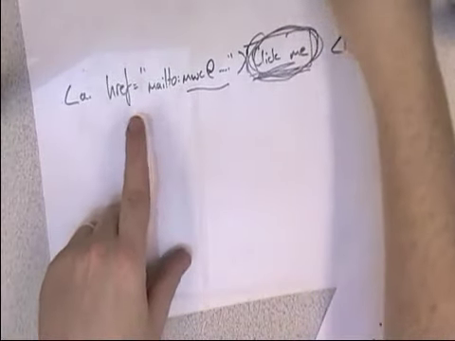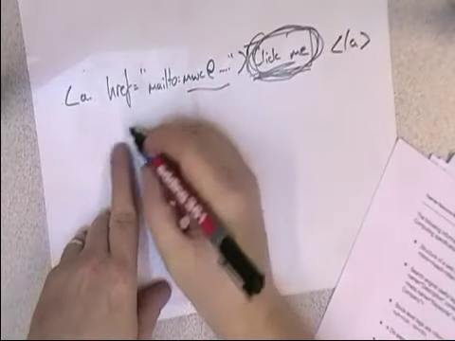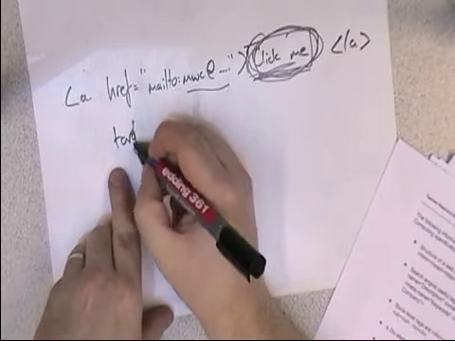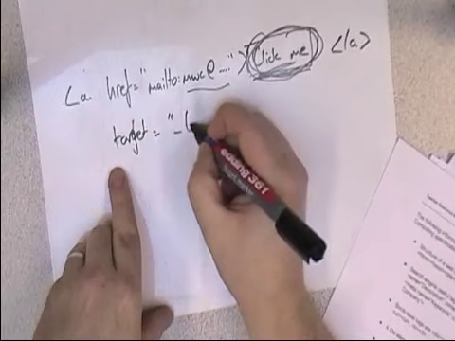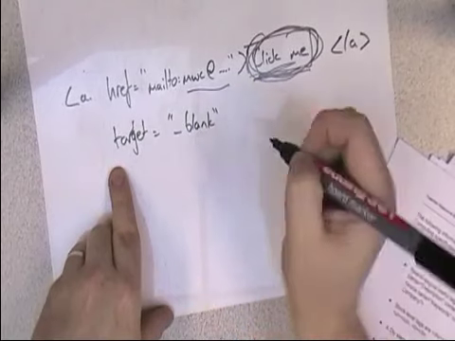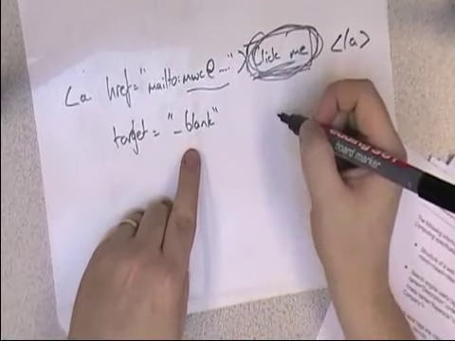So that's your anchor tag. And if you're opening a web page, you can also have things like target, and you can make the target a new blank page. Underscore blank will be a new blank page that it'll open up in.